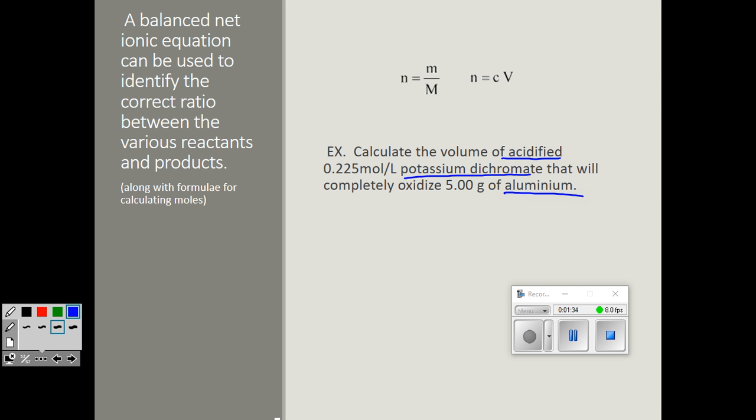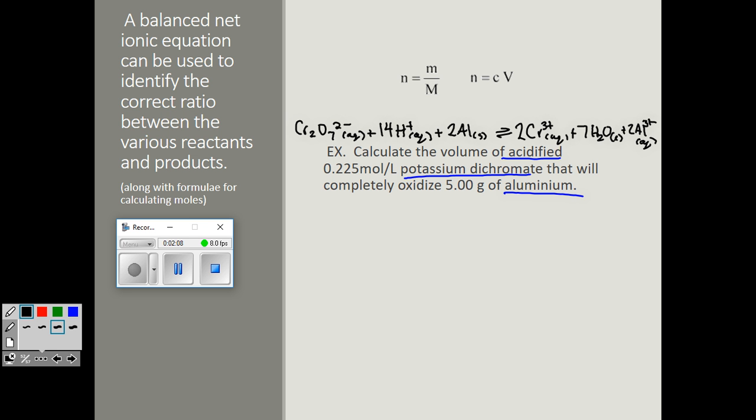So the first thing that I'd like us to do in this particular question is to consider that you have acidified potassium dichromate and you have aluminum. And I'd like for you to practice one more time identifying what is going to be the oxidizing agent and what is going to be the reducing agent. I'll tell you that both of these substances are in the data booklet, so we're not going to have to make up half reactions. We're going to use ones that come from the data booklet. So I'm just going to pause here for a second.